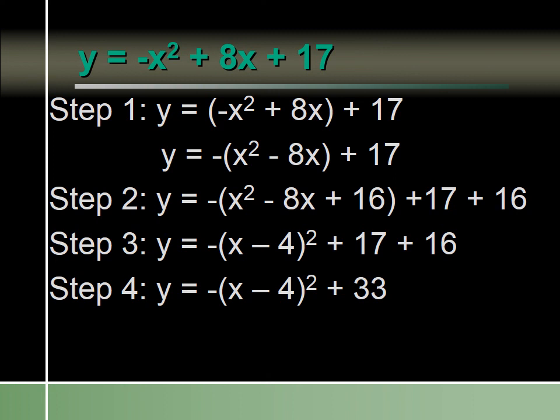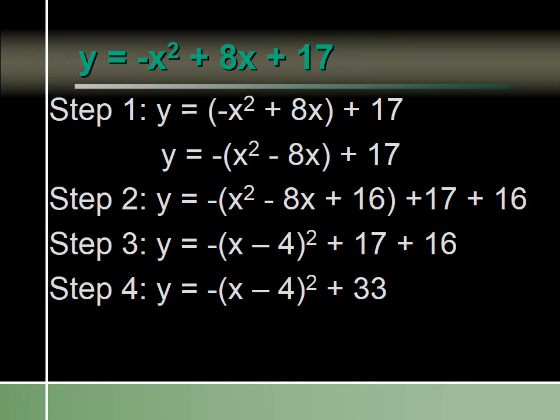So half of 8 is 4, and then 4 squared is 16. So it's important to remember that I'm not just adding 16, but I'm adding 16 times my leading coefficient, which is negative. So I'm adding negative 16 to this part of my equation, which means if I'm adding negative 16 here, that means I need to subtract negative 16, and to subtract negative 16, that's really adding. So I have a plus 16, plus 16.